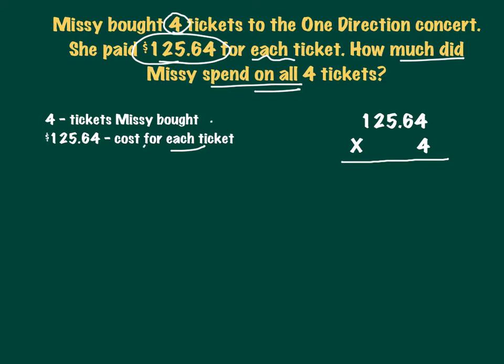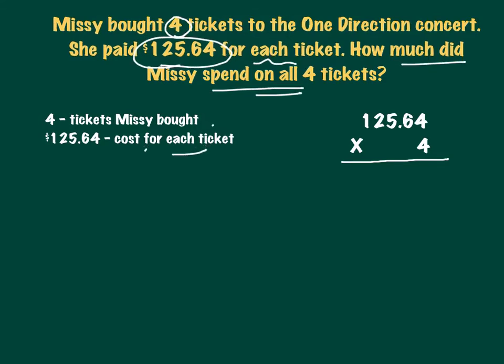So what are we going to do to solve this? Looking at our clue word each, we're going to either divide or multiply. And since they gave us the price of 1 ticket and asked us to find the price of 4 tickets, then we know we have to multiply. So when we multiply, 4 times 4, 16. 4 times 6, 24, plus 1 is 25. 4 times 5 is 20, plus 2 is 22. 4 times 2 is 8, plus 2 is 10. 4 times 1 is 4, plus 1 is 5.